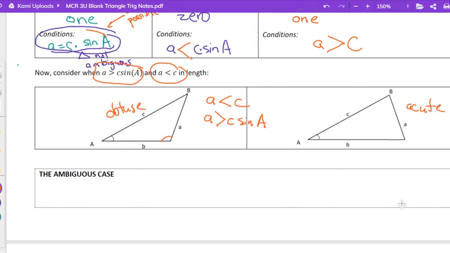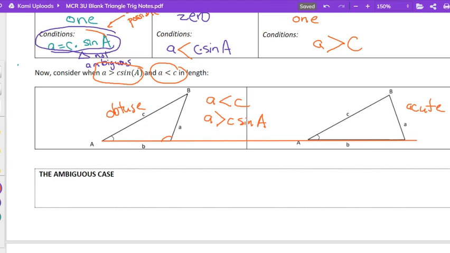Now, the one thing I want to talk to you about is, why does it have to be shorter than C? All right. So let's say I have side A that is longer than C, right? So this would be longer than C. And think of this B as going on forever, because it can. This B can be as long as it needs to be.